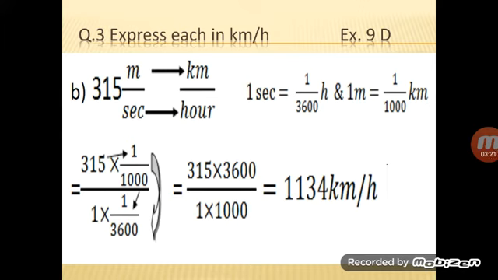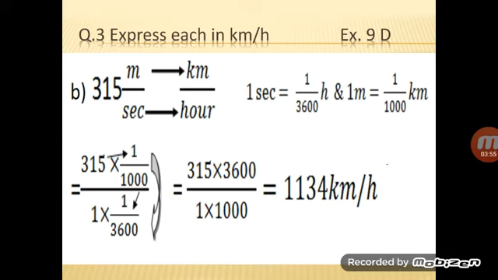The next part of this question is 315 meter per second. To convert it into kilometer per hour, we will do both conversions, in the numerator and denominator. Meter will be converted into kilometer. 1 meter equals 1 over 1000 kilometer. As we are going to convert a smaller unit to the bigger unit, we will divide. Second to hour: 1 second equals 1 over 3600 hour. Again, the smaller unit is going to be converted into the bigger unit, so that's why we take the fraction form of it.